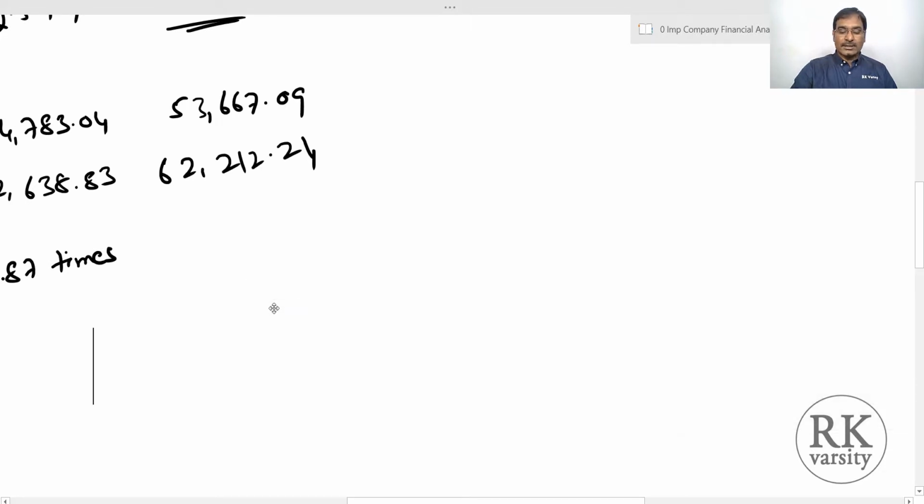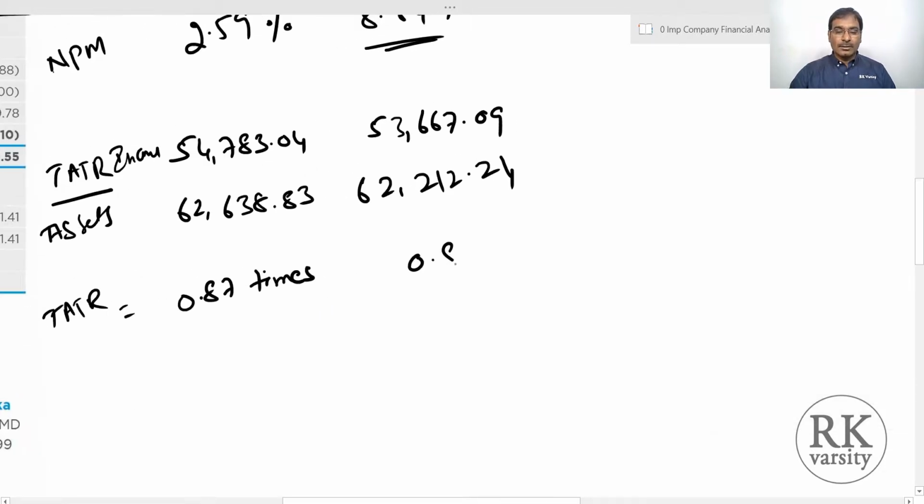So more or less it is the same. 0.86 times. That means the company is able to utilize or make a turnover of 0.86 times of its total assets.